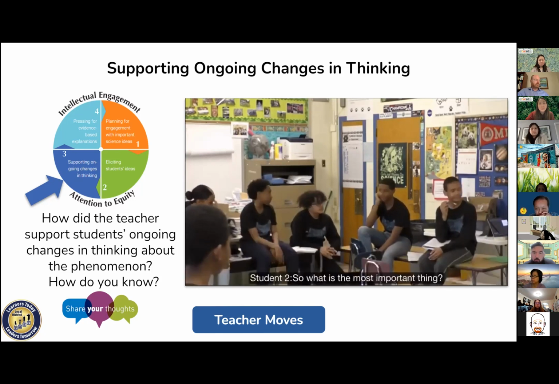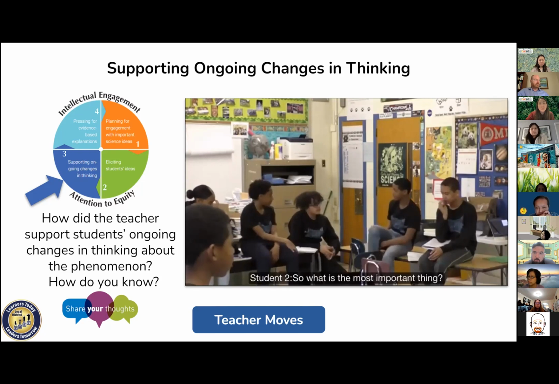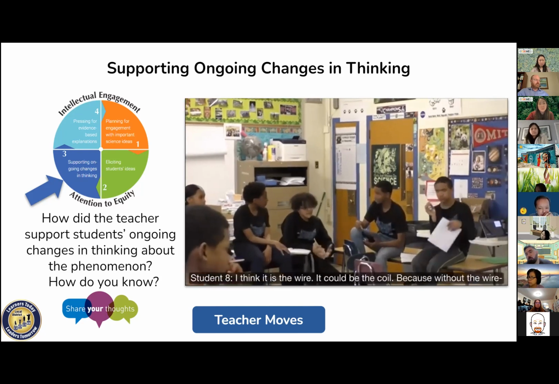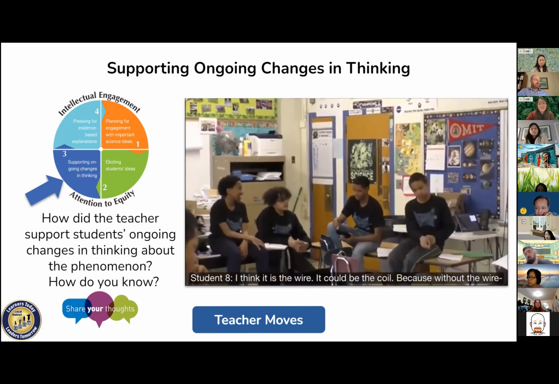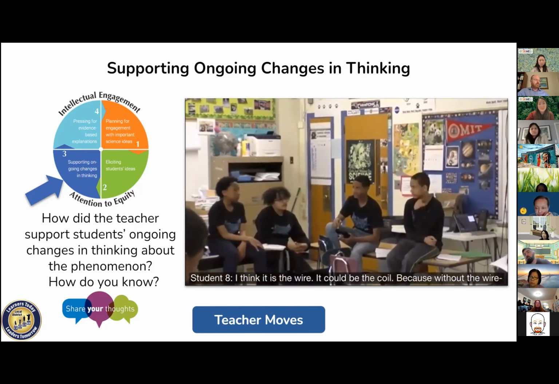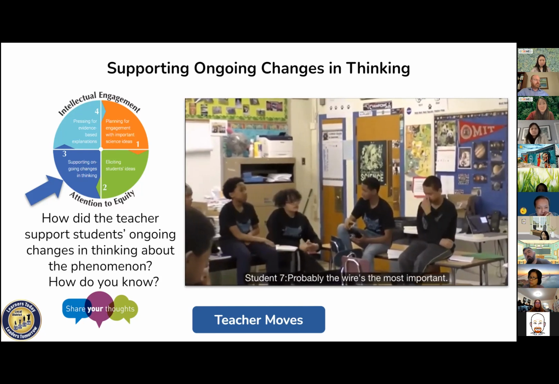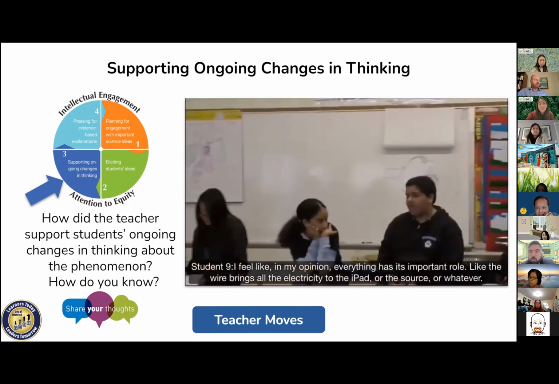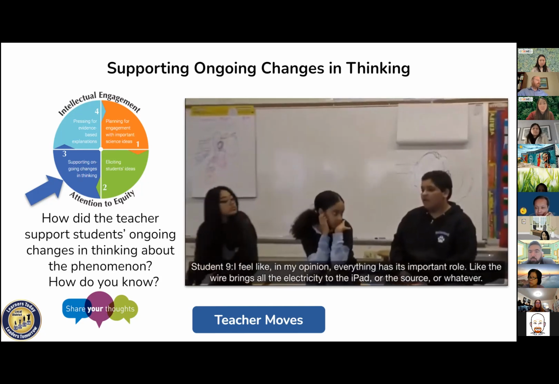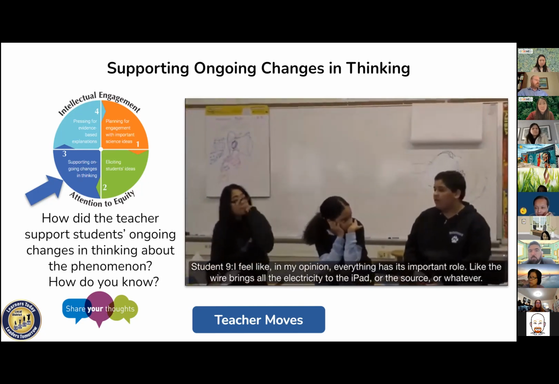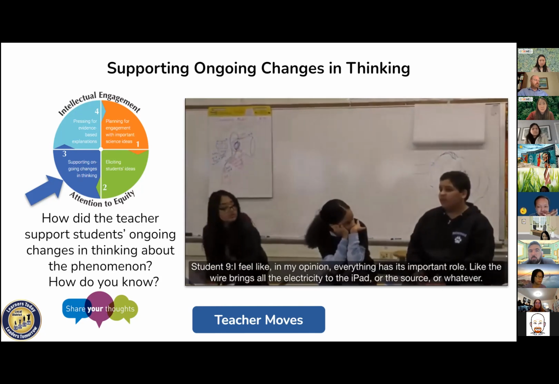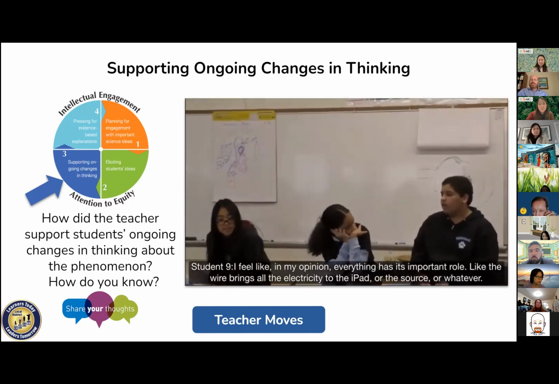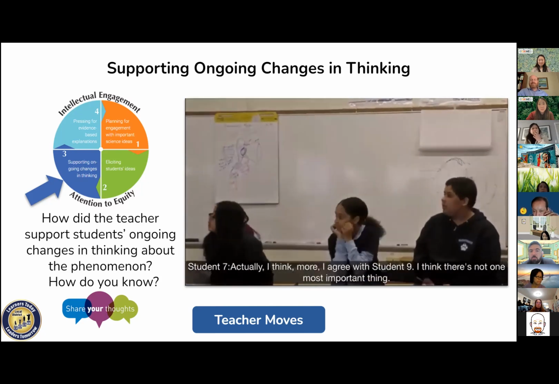What's your question, Garden? So what is the most important? I don't know. I think it is the wire. No, because it could be the coil. Because without the wire, probably the wires. Let's hear from Markel. He's had his hand up a little bit. I feel like, in my opinion, everything has its important role. The wires bring the electricity to the iPad or the source or whatever.